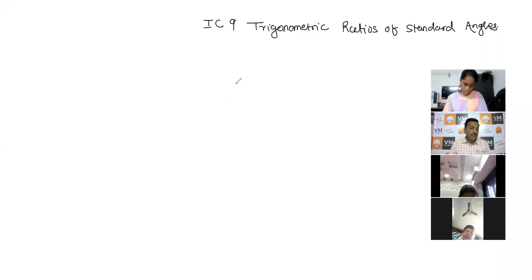Trigonometric ratios of standard angles, third exercise 23C. Question number 7 is there, correct? 23C, and question number 7, correct? Yes, sir.